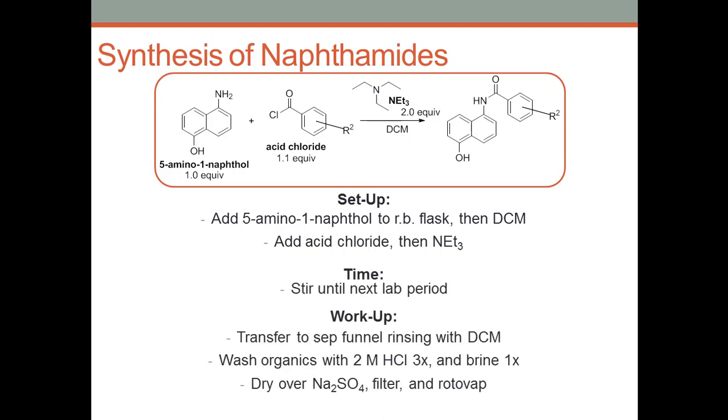For the workup, you're just going to transfer the crude reaction mixture to the separatory funnel and rinse your flask with DCM, and then you're just going to wash the organics with 2 molar HCl. You're going to do this 3 times, and then you're also going to wash your organics with brine once. Then dry the organics as usual over sodium sulfate, filter, and rotavap, and don't forget to take that NMR.